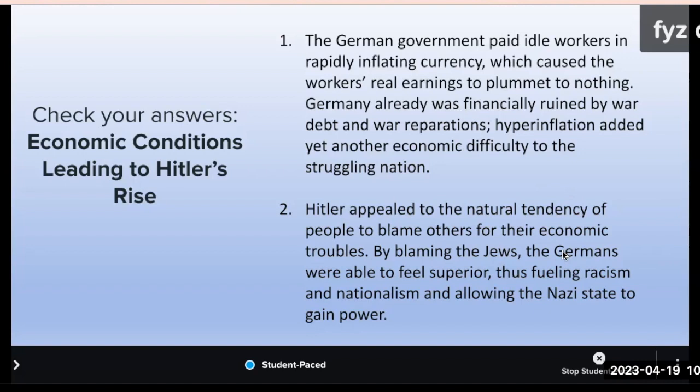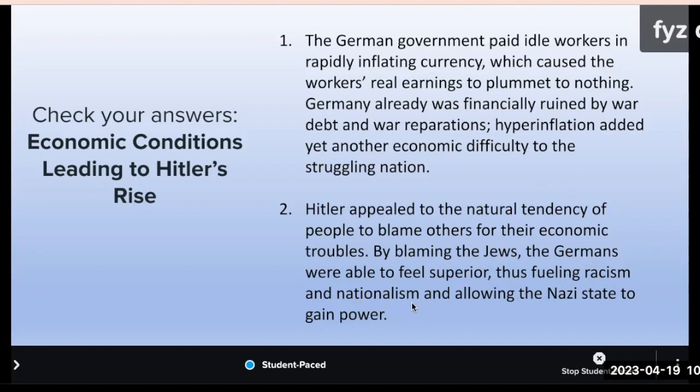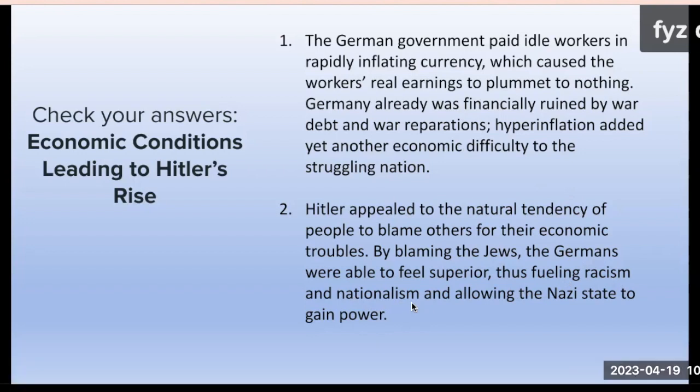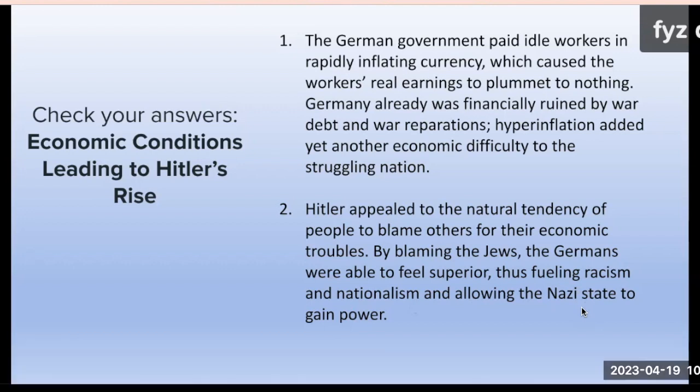Plus, you add that with the popularity of social Darwinism at the time, and that is only going to add fuel to the fire for straight up racism and nationalism in Germany, allowing for Germany to unify once again, but this time, instead of being under the Weimar Republic, it's going to be under the Nazi Party. Okay, so the purpose of the Treaty of Versailles was to prevent Germany from ever being able to wage war again.